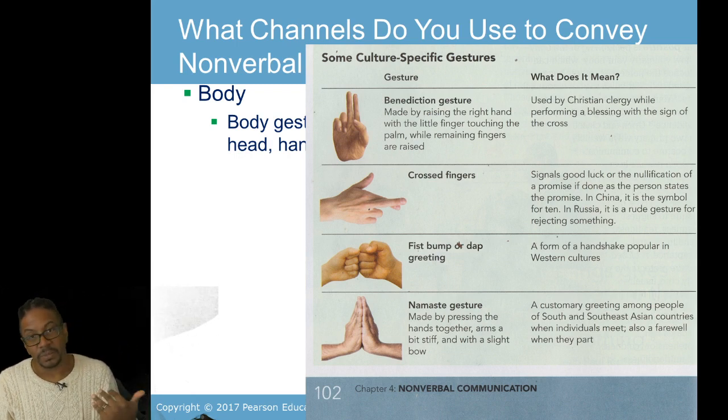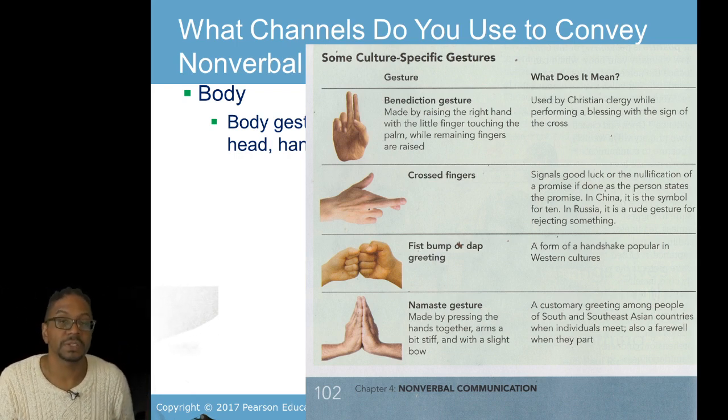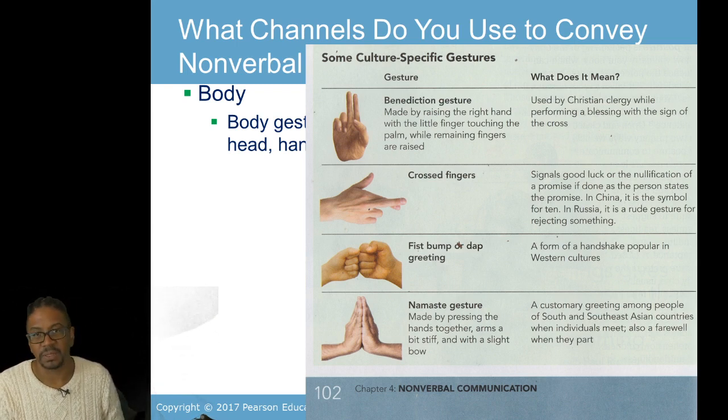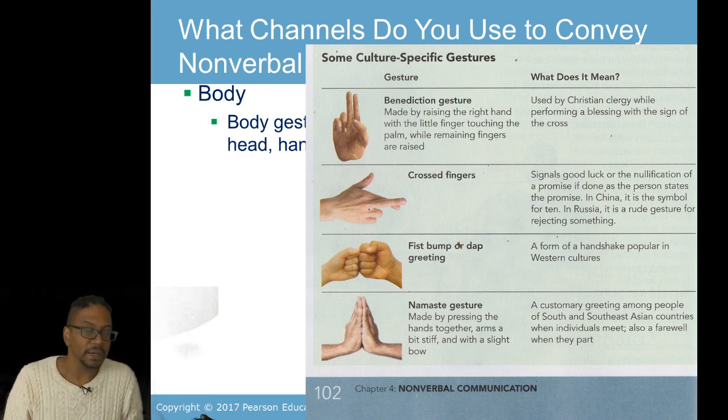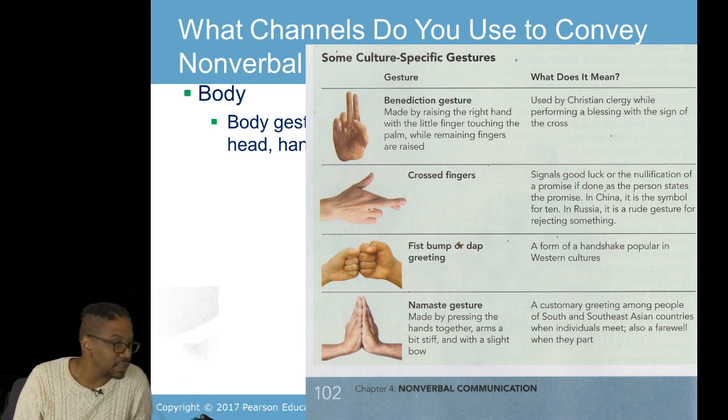So these are some culturally specific gestures, such as the benediction gesture. You may have seen the Pope do this. It's meant as a kind of blessing. Crossed fingers: here in the U.S., that means good luck. But in China, it's a symbol for 10. In Russia, it can be considered a rude gesture.